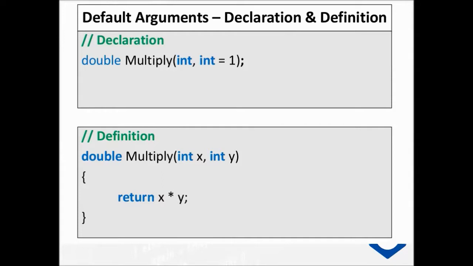And when we define our function, we write double multiply int x, int y. Here the int x value comes from the function call, and if the int y value does not come from the function call, this function automatically takes y = 1, as we declared a default value in the declaration of this function.